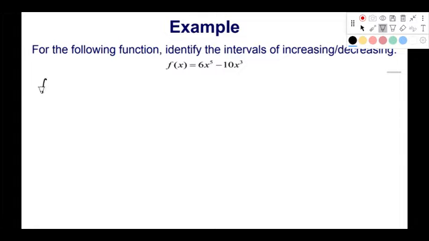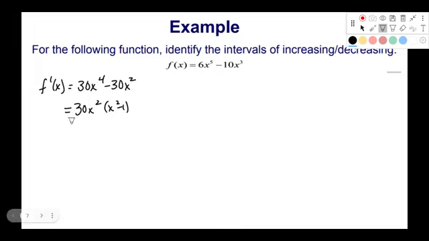So the derivative is just 30x to the fourth minus 30x squared. Okay, so now I can factor. Let me do that. I'm going to take out 30x squared, leaving me with x squared minus 1. I can factor the x squared minus 1, or I could solve it. It doesn't make a difference. x minus 1, x plus 1 is equal to 0.